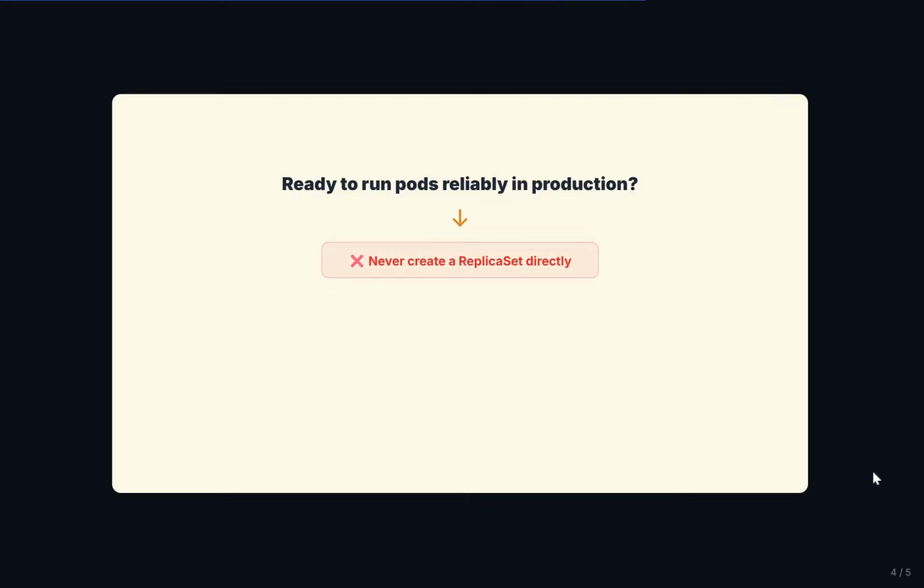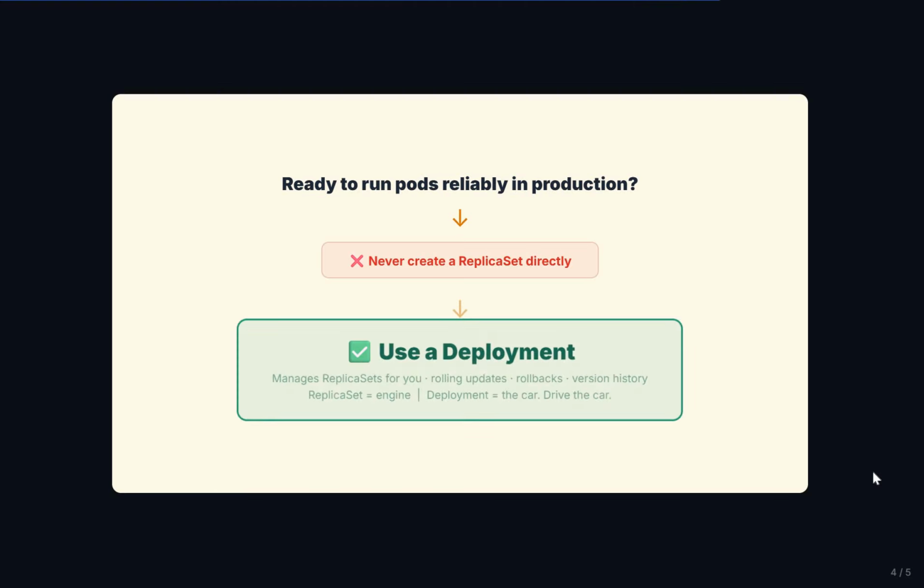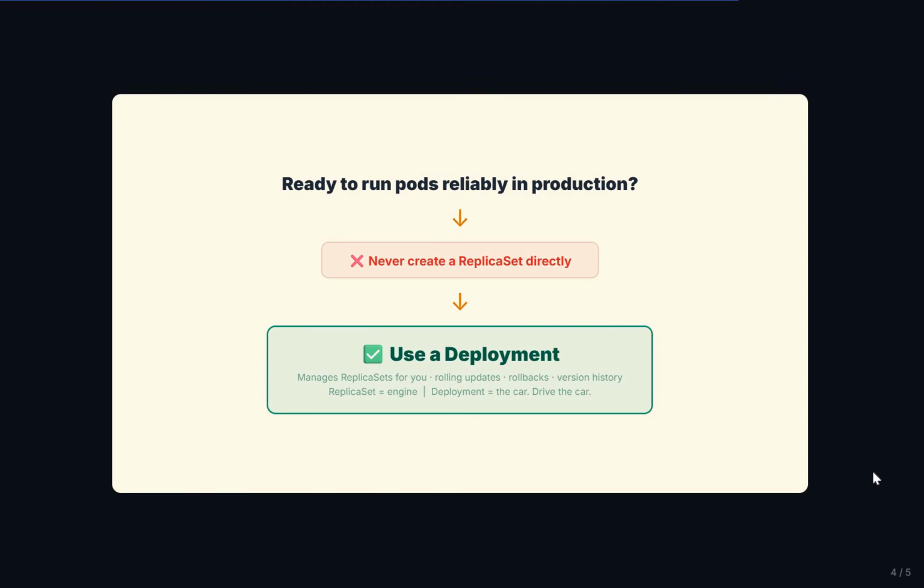Here is the golden rule: never create a ReplicaSet directly in production. Always use a Deployment instead, and the Deployment manages your ReplicaSet for you, giving you rolling updates, rollbacks, and full version history. ReplicaSet is the engine, but Deployment is the car, and you drive the car.